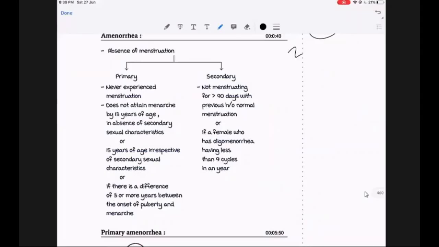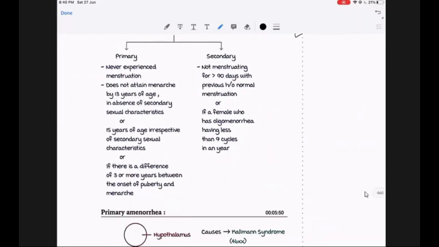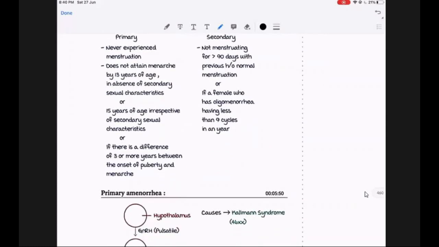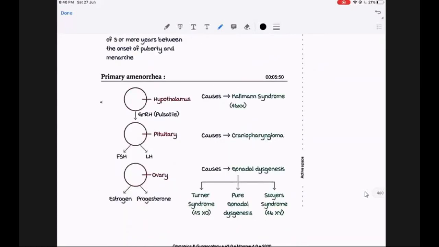Now I told you what primary amenorrhea is, then what secondary amenorrhea is. Now you need to know why menstruation happens, and what are the defects that can take place. First thing is, you need a proper hypothalamus, a good hypothalamus which secretes GnRH. If this is not there, then you're going to have some defect, obviously. Then the hypothalamus gives signals to your pituitary.